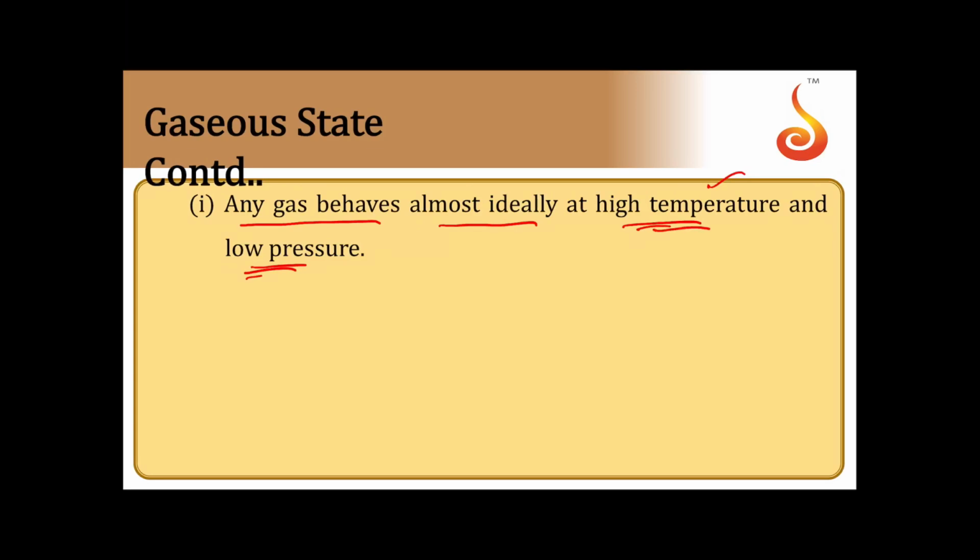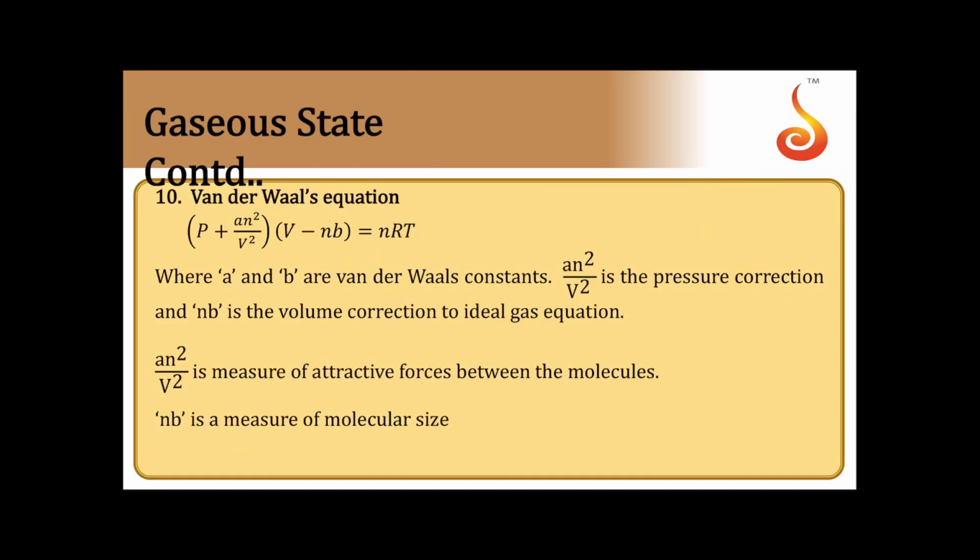Therefore, at very high temperature and low pressure, the gas molecules always behave ideally because of the larger intermolecular spaces present between them at very high temperature. They do not have attractive forces. Therefore, the molecules behave ideally at very high temperature.